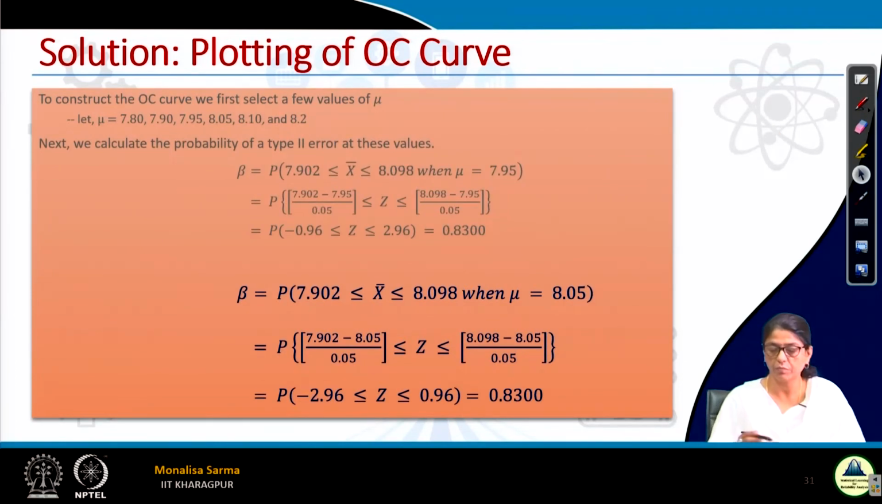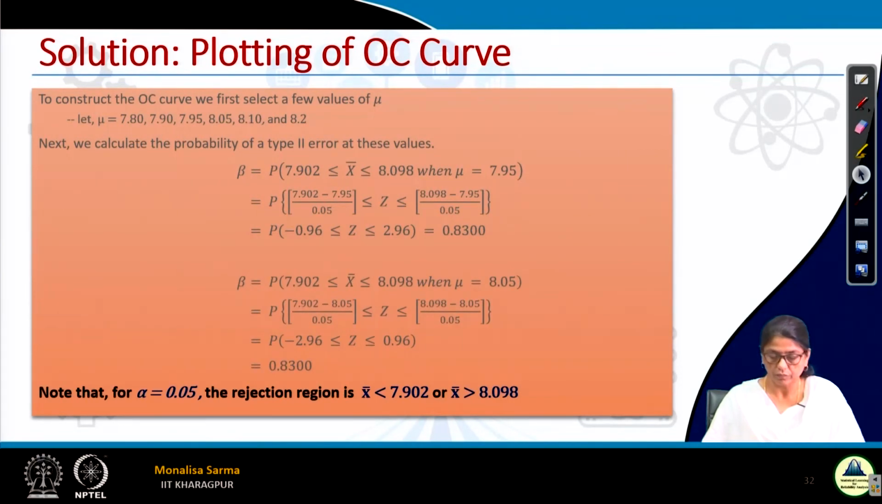Similarly, I found out for mu equal to 8.05, what is my beta value? I got the same beta value. It's symmetry. Okay, so considering 7.902 and 8.098 is the rejection region, I have just now shown why this is the rejection region, corresponding to minus 1.96 and plus 1.96 for the 5% significance level. We got this x bar value.